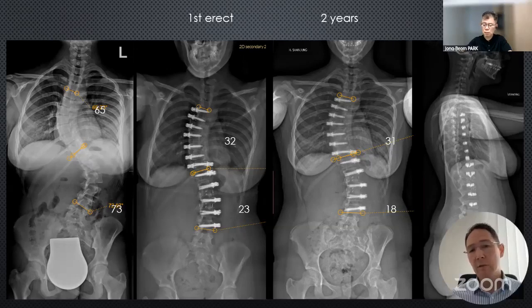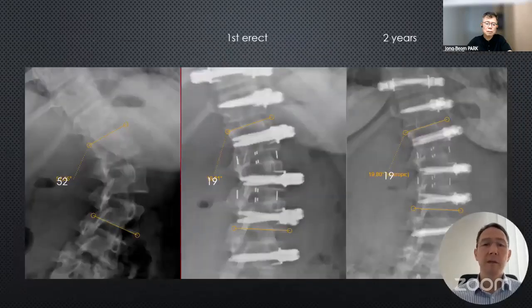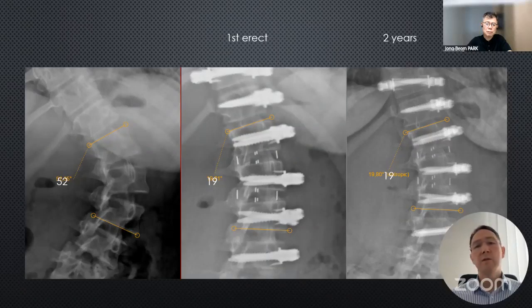But actually, to be true, even with a fusion, we don't have a 100% correction rate. Good surgeons probably are somewhere around 80%. And this is the magnification. You see from 52 degree apical Cobb angle, she was reduced to 19 degrees, and that stayed stable.